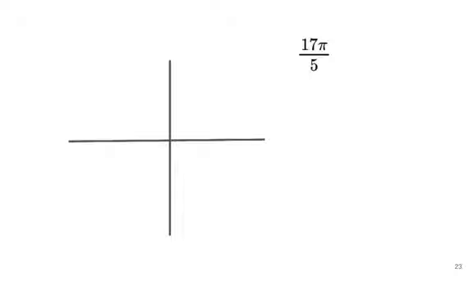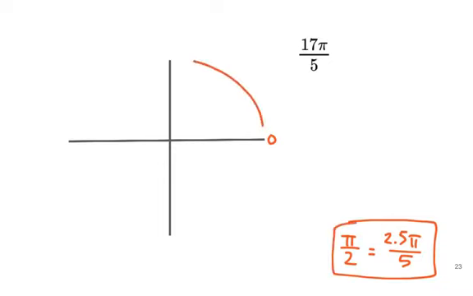17 pi over 5. All right, so I'm going to start by labeling my sides. And for this method, I'm going to do the quarter turn method. So I'm just going to figure out what pi over 2 is in terms of being over 5, which again, you can cross multiply and solve this, but you can also just do the denominator divided by 2. 5 divided by 2 is 2.5. So these fractions are equivalent. And I know that every quarter of a turn I make, and again, we're going counterclockwise this time because it's a positive angle, I'm adding 2.5 pi over 5.